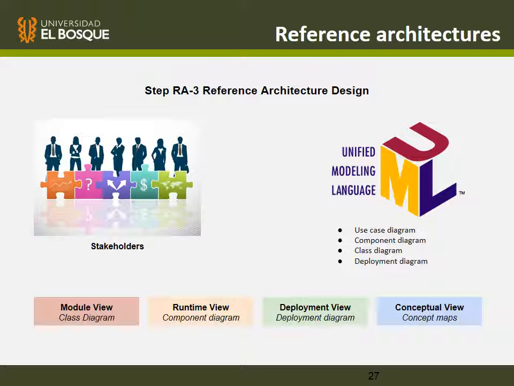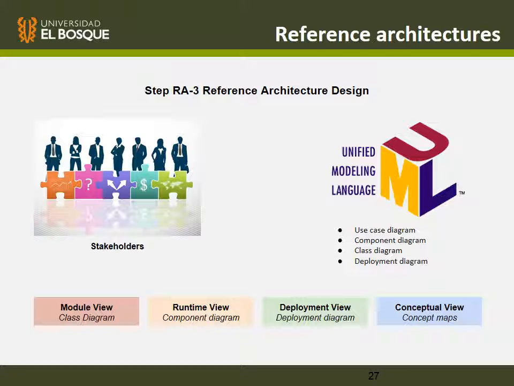In this step, we need to adequately design and represent reference architectures to make a good architectural description, in order to make them understandable for a wide variety of stakeholders, like customers or product managers. To build this architectural description, we can use different UML diagrams, such as the use case diagram, component diagram, class diagram, and deployment diagram, to represent architectural views of the software architectures.